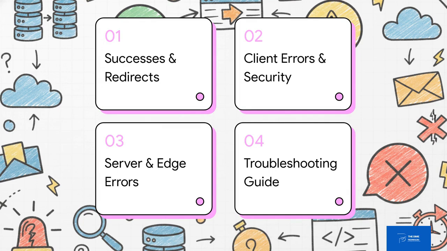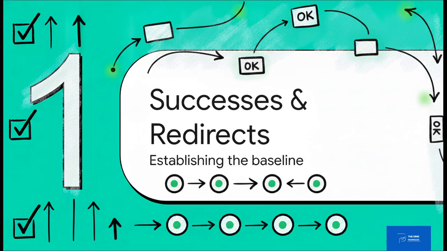So here's our game plan for today's explainer. Number 1, successes and redirects. Number 2, client errors and security. Number 3, server failures and edge errors. And finally, number 4, the troubleshooting cheat sheet. All right, let's kick things off with Section 1, Successes and Redirects.